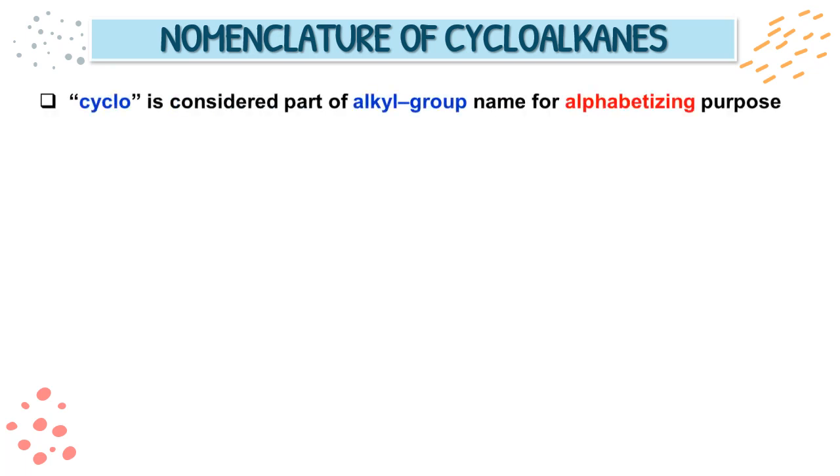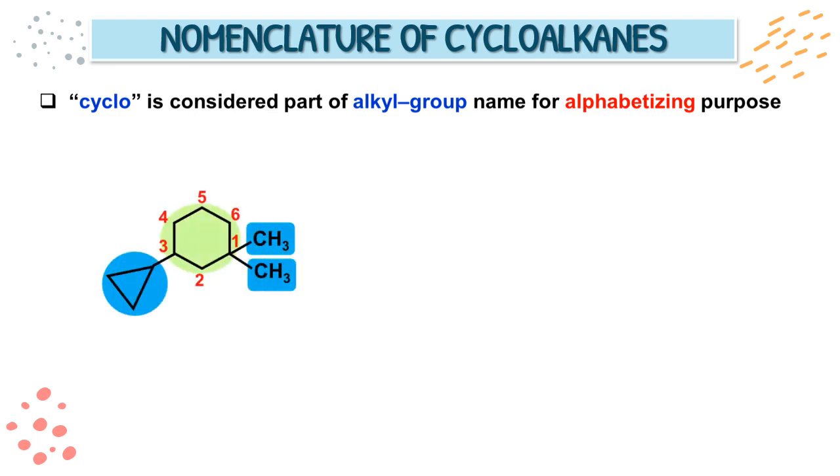Cyclo is considered part of the alkyl group name for alphabetizing purposes. So if we have a structure over here, this is the parent chain, and here is our substituent. At carbon number 1, we have two methyl groups, and at carbon number 3 over here, we have cyclopropyl. So for alphabetical purposes, C and M, you will choose between C and M. The word cyclo itself is included as part of the alphabetical order.